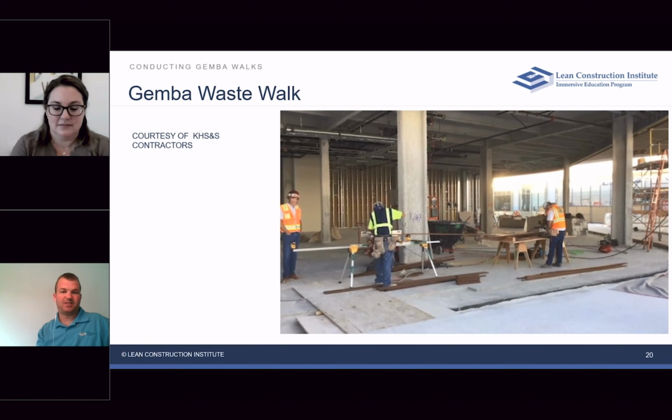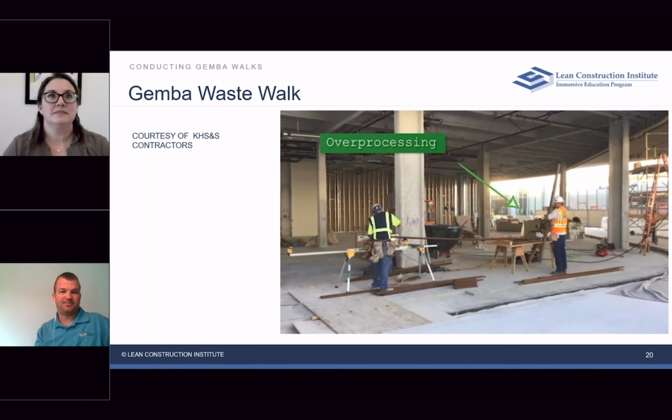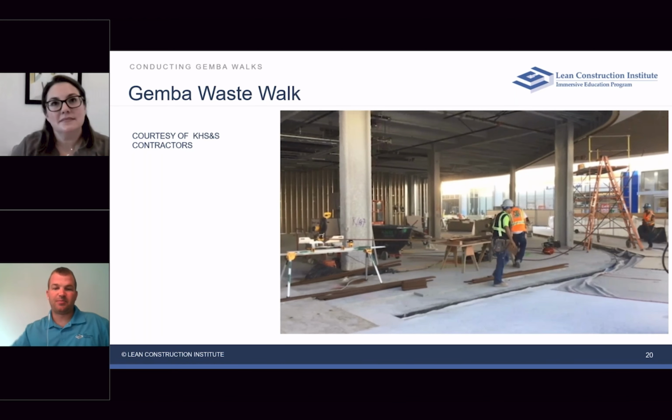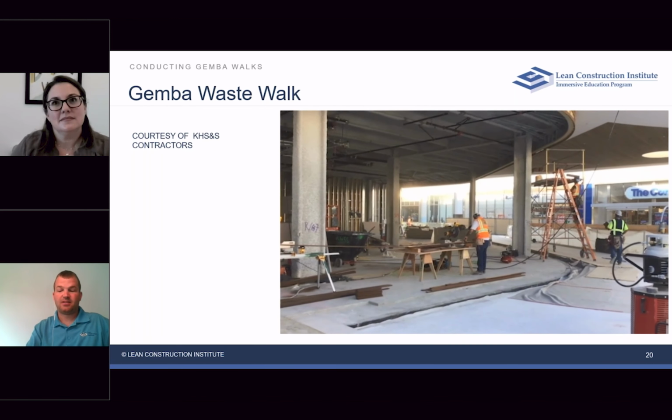A bad spot in the wood. Having to flip the board around, over processing.